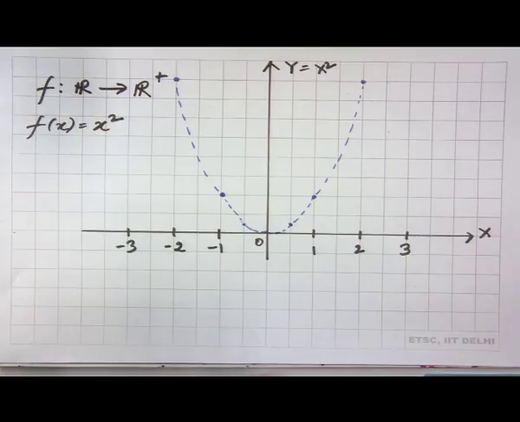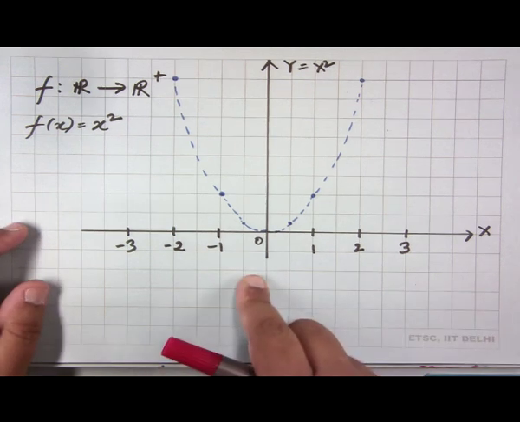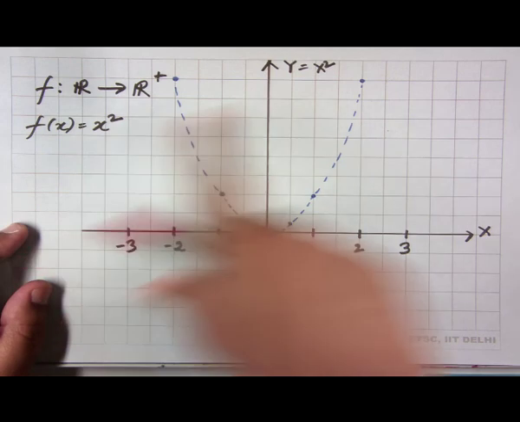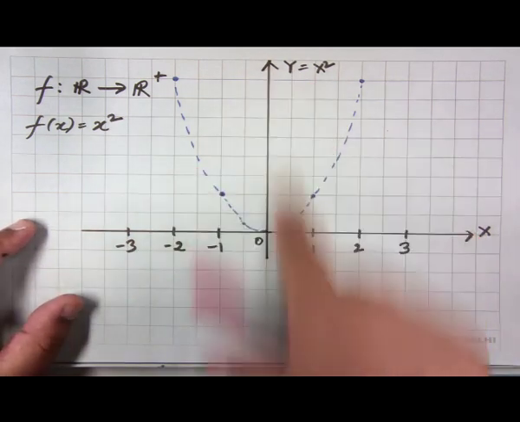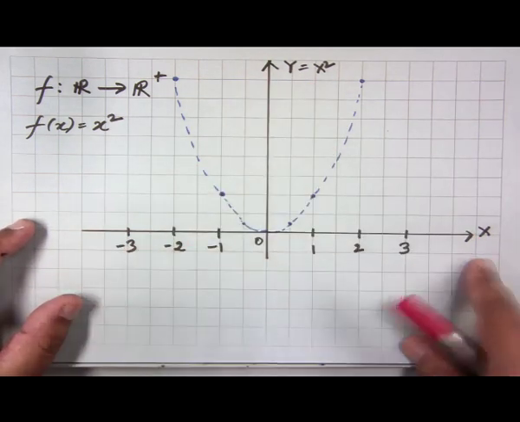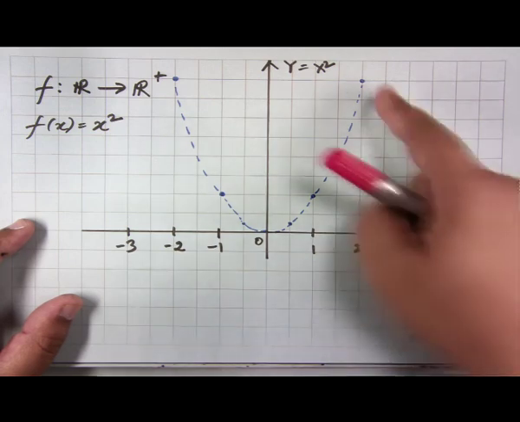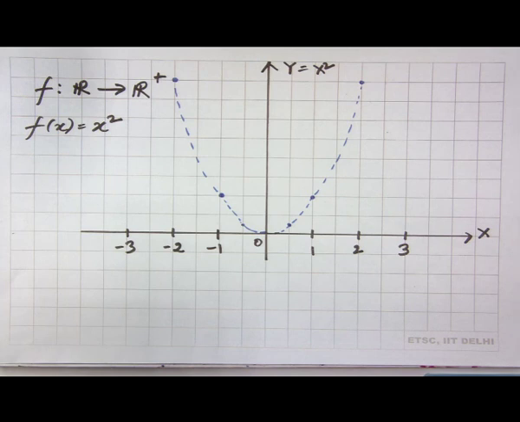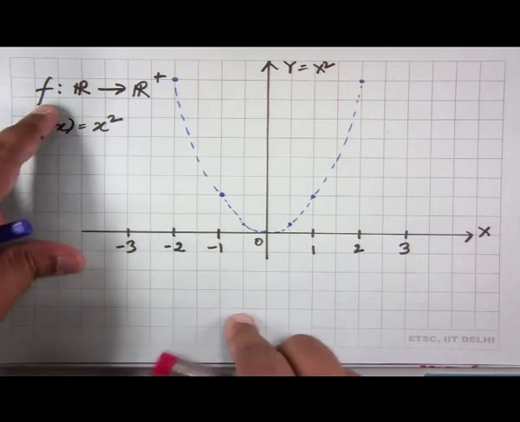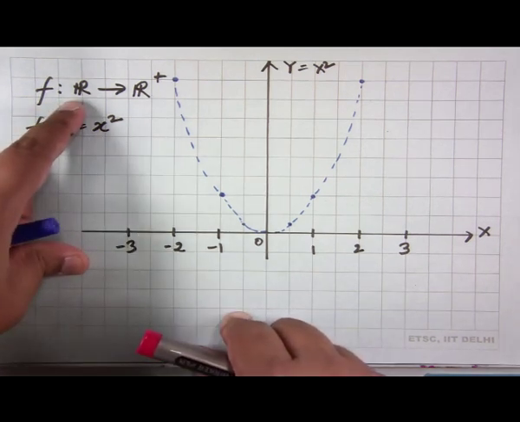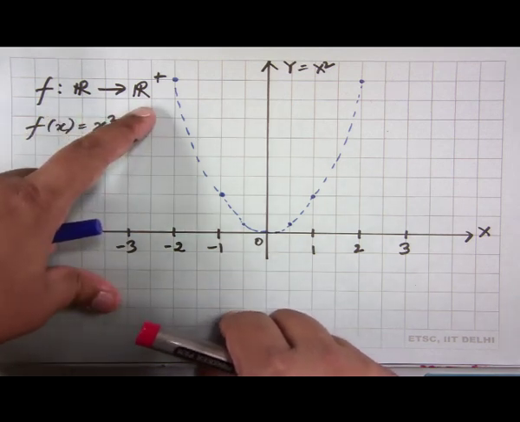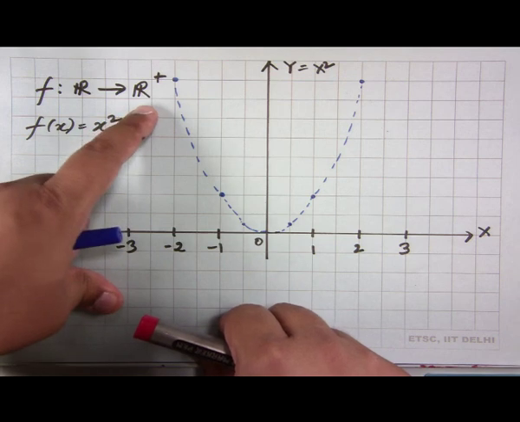On this slide we have a plot of the function f x equal to x square. So, y equal to x square is plotted on the vertical axis, x is on the horizontal axis, and the blue dotted curve is the curve for y equal to x square. The function f is defined from the set of all real numbers to the set of all non-negative real numbers, which I denote by R plus.